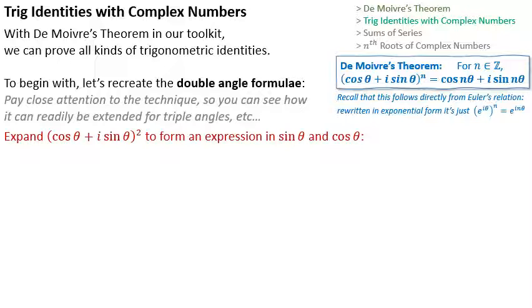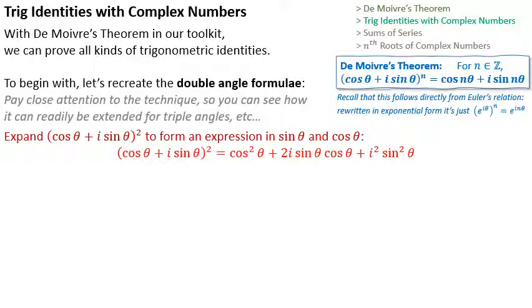So let's begin. I'd like you to expand (cos theta plus i sine theta) squared so that you generate an expression involving sine theta, cos theta, maybe sine times cos or a sine squared, but nothing involving double angles yet. You're not going to assume the double angle formulae, you're just going to expand that out as a pair of double brackets.